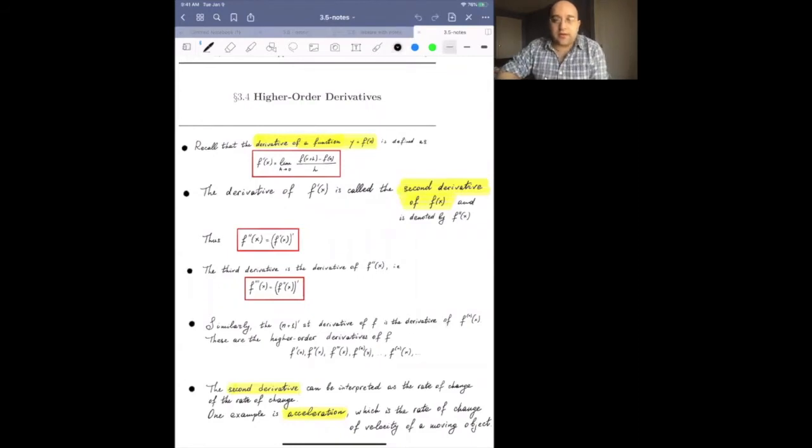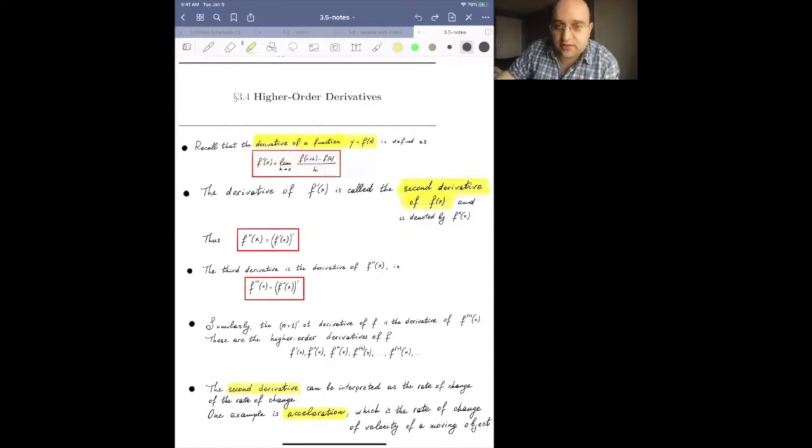Hi everyone. Today we're going to talk about higher order derivatives. Before we start doing that, let me just remind you what a derivative of a function was. As you remember, the derivative of a function is defined as the following limit. It's given in this formula, right?